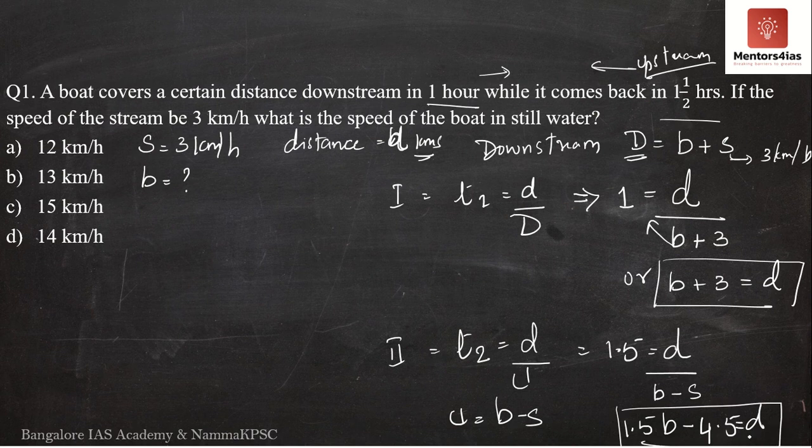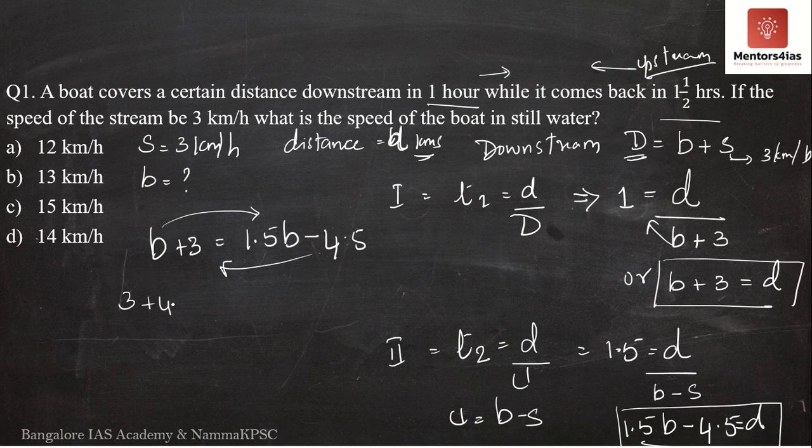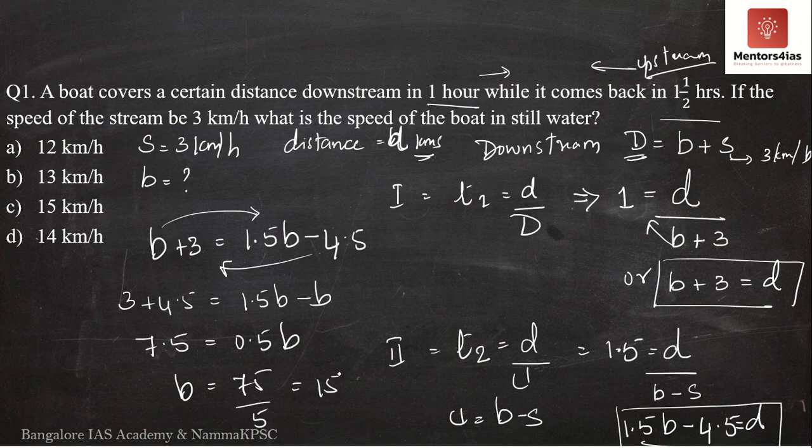Now I have d is equal to b plus 3. Also, d is equal to 1.5b minus 4.5. What does this mean? b plus 3 is equal to 1.5b minus 4.5, getting this from these two equations. So I'll take b to the right hand side and 4.5 to the other side. Left hand side, 3 minus becomes plus, that is 7.5 is equal to 1.5b minus b, or 7.5 is equal to 0.5b, meaning b is nothing but 75 by 5, which is equal to 15.